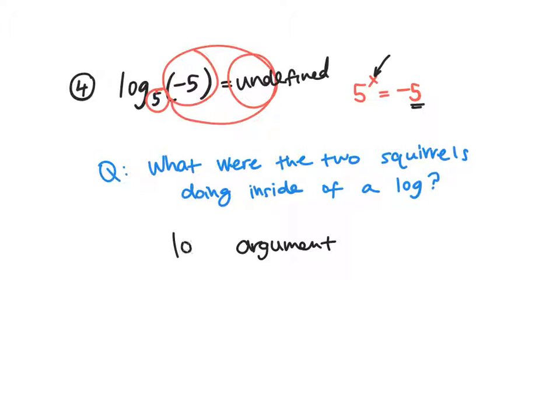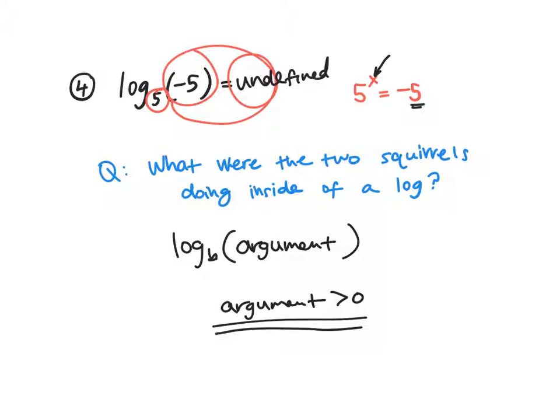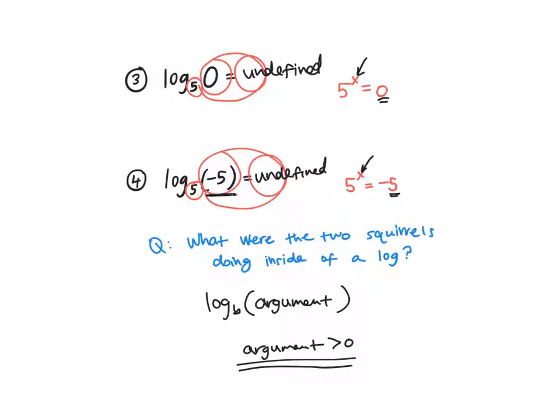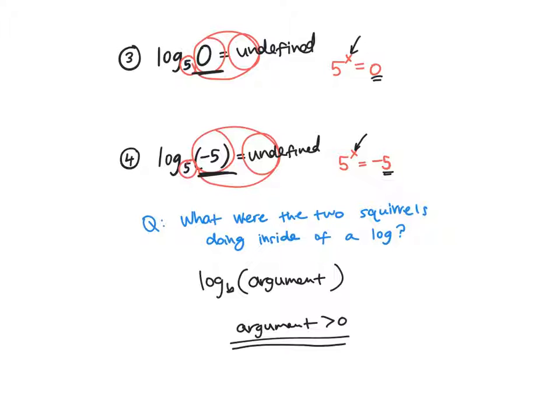Right, so the inside of a logarithm, base b, is called an argument, and the argument must be positive for it to be defined. So anytime you see the argument as negative or 0, in other words, not positive, it's going to be undefined.